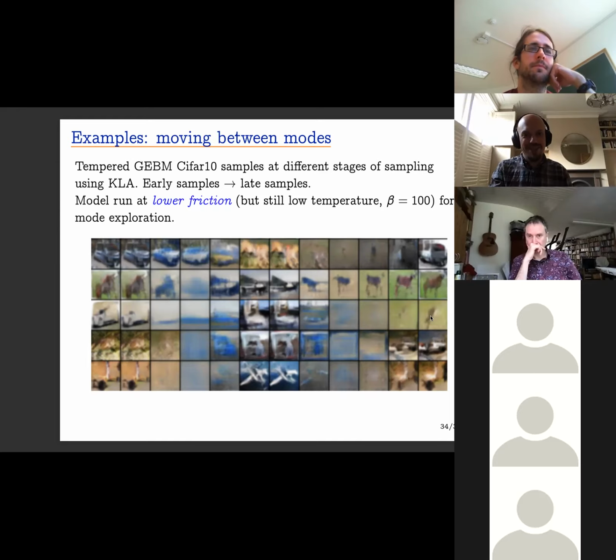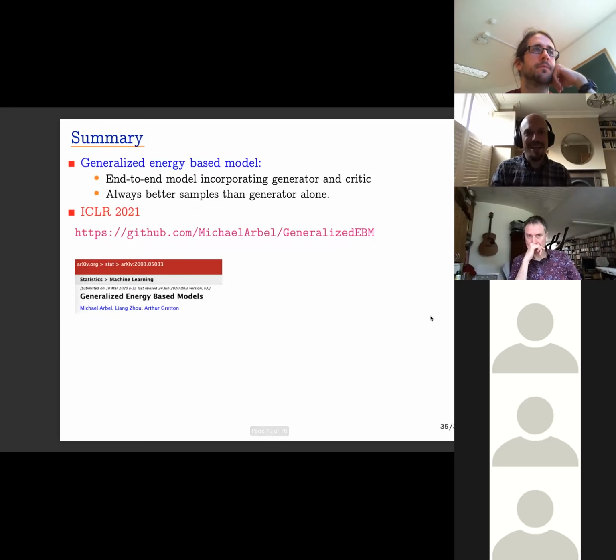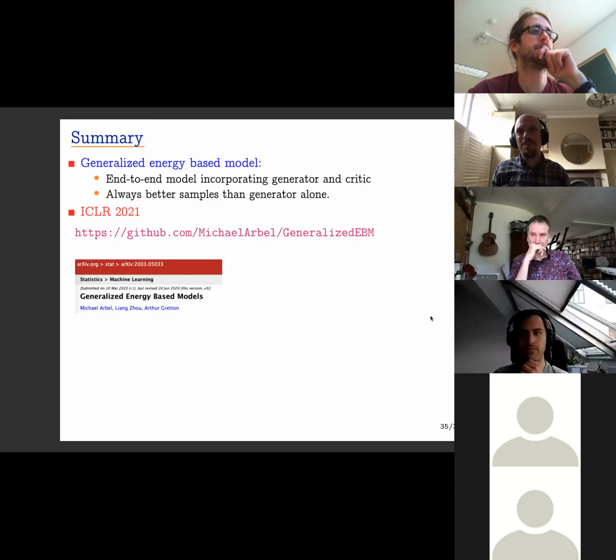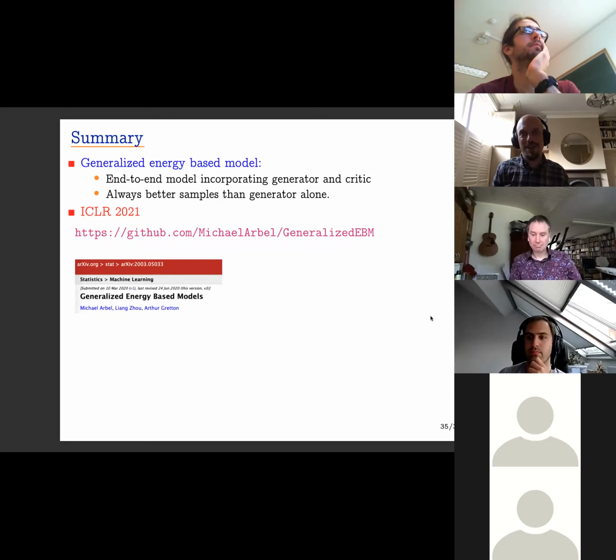I think that concludes the talk, and we are also at the end of our time. So this is a generalized energy-based model. It's using the Critic function, deriving from a phi divergence, as a way of improving the generator samples. And we've made the code available so you can try this for yourselves.